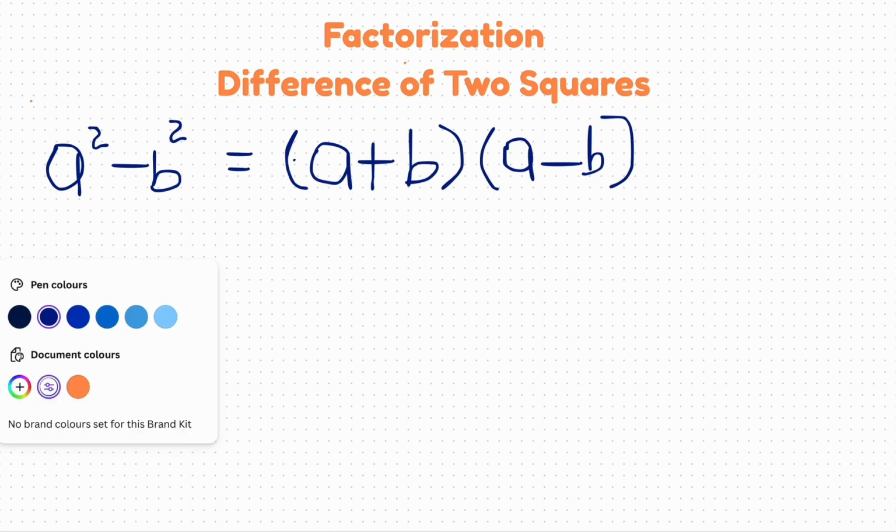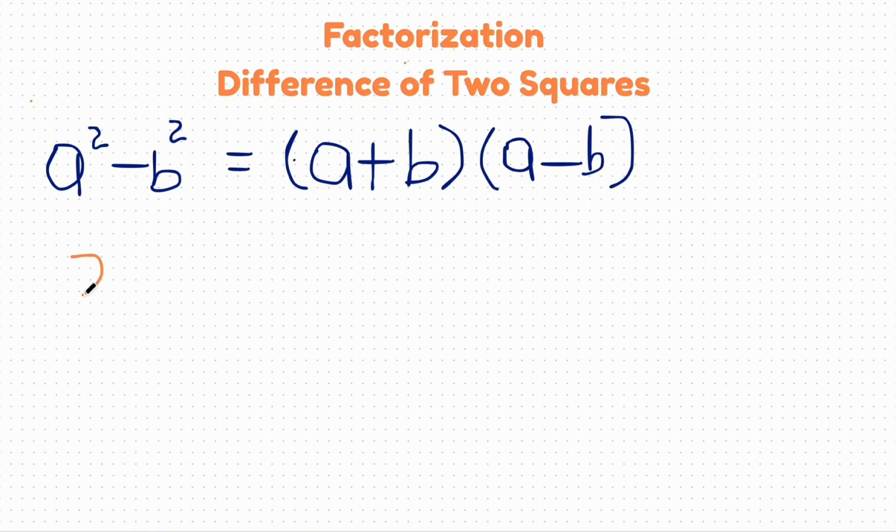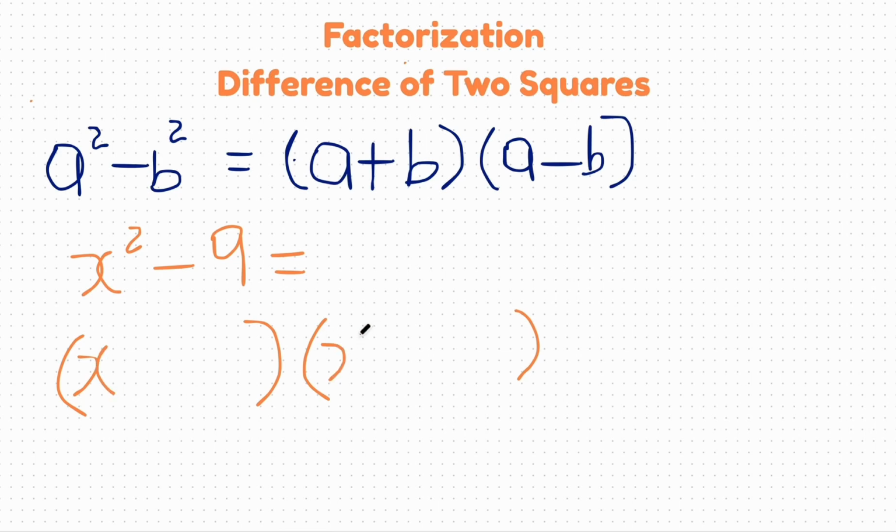So what if we were given x squared minus 9, and we were told to factorize? Let me write it down. The first thing that we do, we put down our brackets. Then we find the square root of our first term, and the square root of x squared is x. We put our x here, and then our x right here.